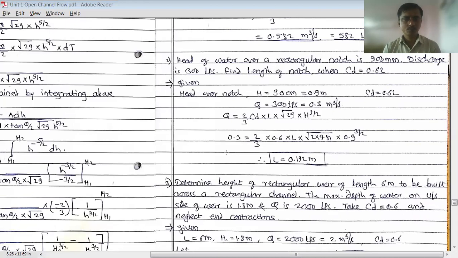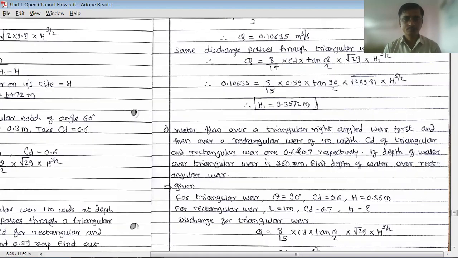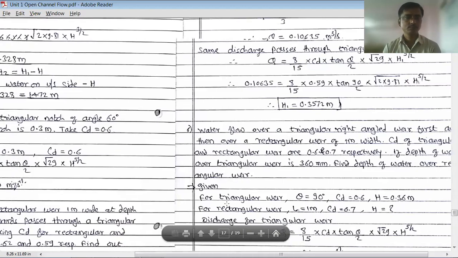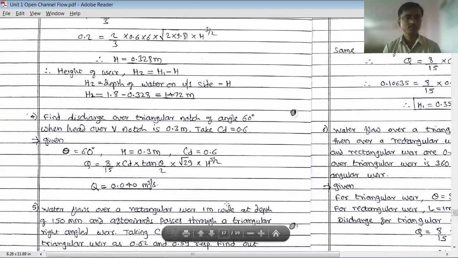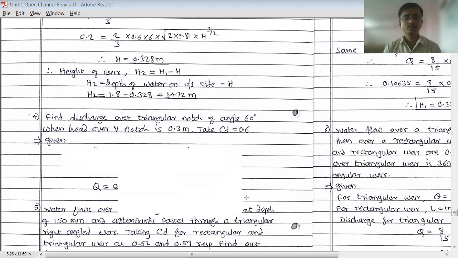Let us solve the problems of the triangular notch here. Find the discharge over a triangular notch of angle 60° when the head over the V notch is 0.3 meter. Take CD equal to 0.6. What is the formula?